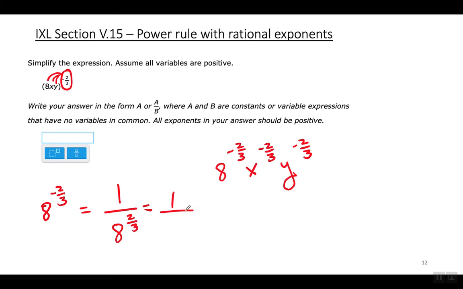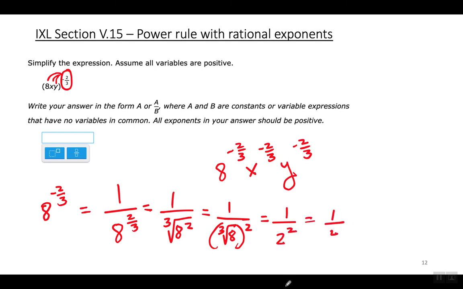All right, so once it's down here, I have to get the cube root of 8 to the 2nd power. So do it this way. First get the cube root of 8, and whatever it gives you, do it to the 2nd power. The cube root of 8 is 2, and 2 to the 2nd power is 4. So basically the 8 to the negative 2 over 3rd power gives me 1 over 4.